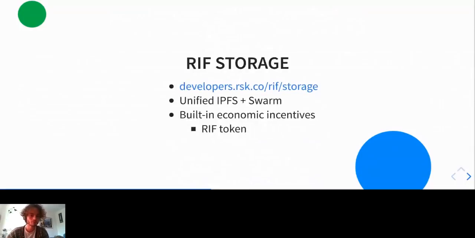RIF Storage, and you can read more about this via this URL, is a unified network where people will be able to connect to other decentralized storage projects. Right now, we already have a connection to IPFS and Swarm, but the vision is that afterwards, you can connect to the RIF Storage network, and in turn, you can connect to all the other decentralized storage projects around. RIF Storage has built-in economic incentives to make the network self-sustaining, and we do this by means of the RIF token.